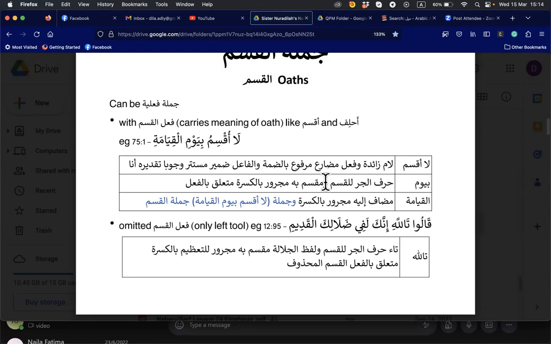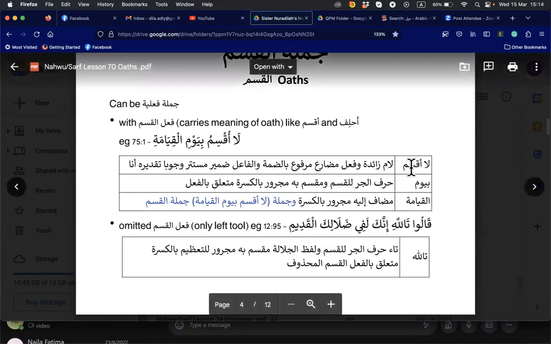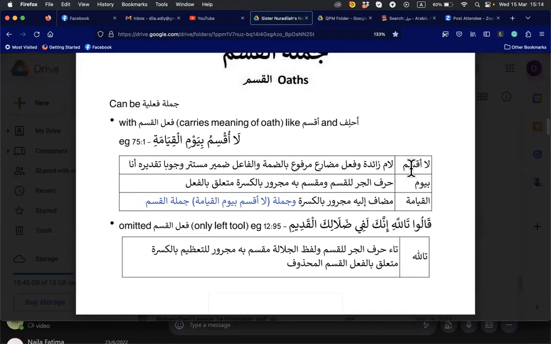And instead of just saying majrur, you say muqsam bih, the one that you're swearing by, the object of the oath. Then you say majrur. Then of course the sign of the majrur here is yaumin, so bil kasra. And then muta'alliq bil fi'il. Which fi'il? This uqsim.